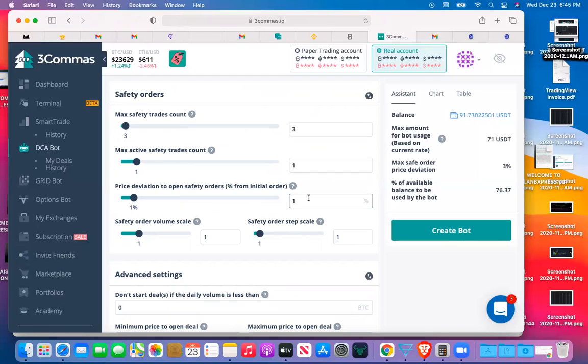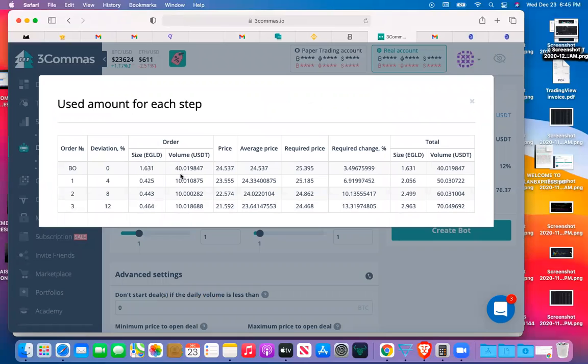I'm going to say 4%. I will tell you why. Now, click on table here. Now, it's going to show me, look at it. What price is this coin now? It's about $24.5. Now, 4% deviation is $23. The moment the market drops to 23.55, if you end up buying for me here, it is going to buy a safety order at a volume of $10. All right. Now, when the market drops an additional 4% from the starting point, making 8%, that's 22.7.